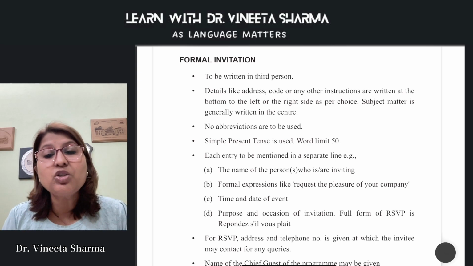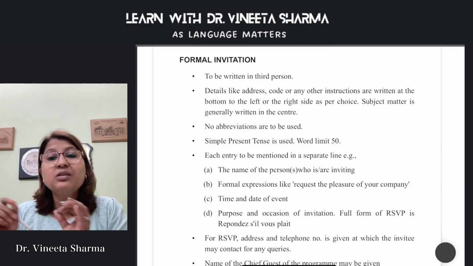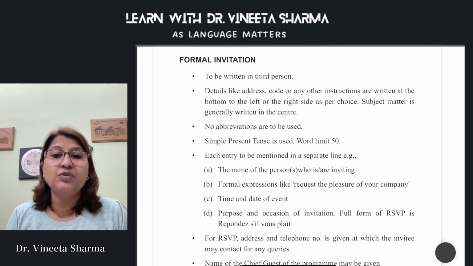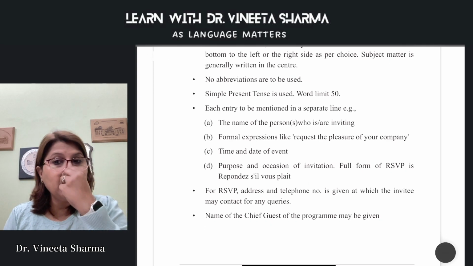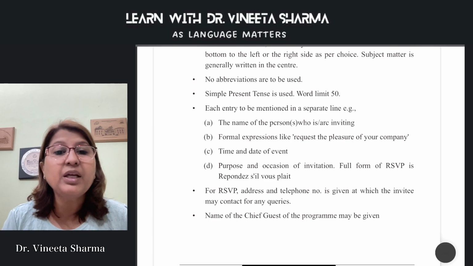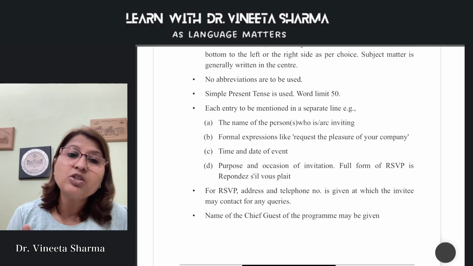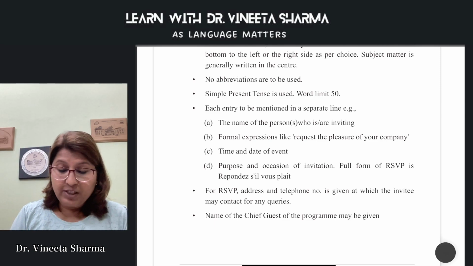Then purpose and occasion of invitation, or RSVP. The full form of RSVP is this, but you are not supposed to mention that, you will just mention RSVP. For RSVP, address and telephone number is given at which the invitee may contact for any queries. And then, of course, name of the chief guest of the program can also be given depending on the question.